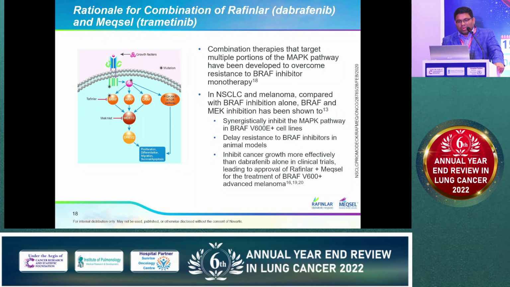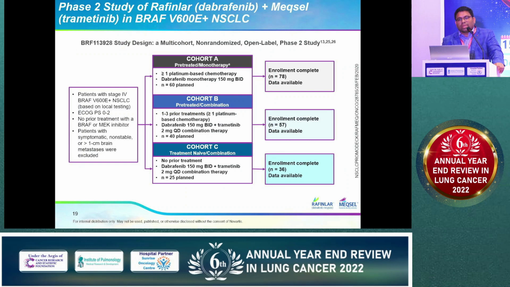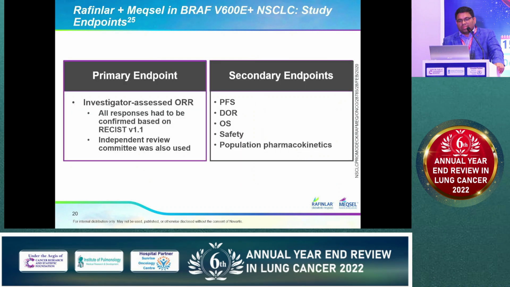So, we won't go to the rationale, we have already discussed this, and we'll come to the study which Chakur has given in quite a bit of detail, with cohort A, cohort B, and cohort C. In cohort A, only a RAF inhibitor was used. Cohort B is pre-treated patients in which both a RAF inhibitor with trametinib was used, and cohort C is patients who are treatment naive.